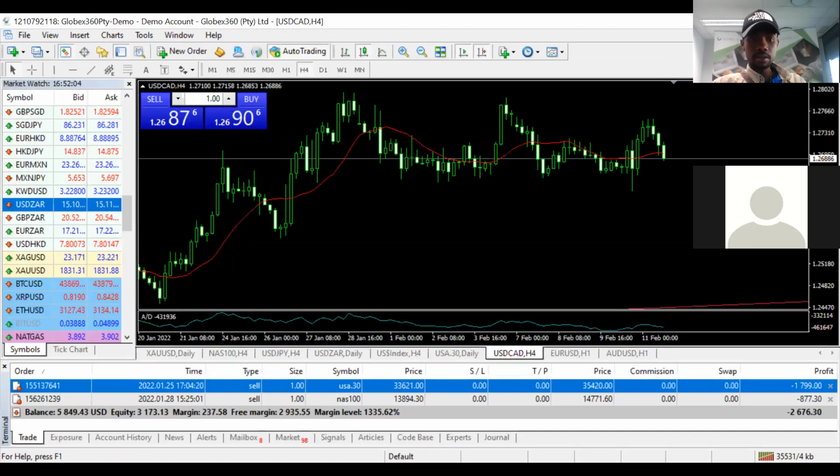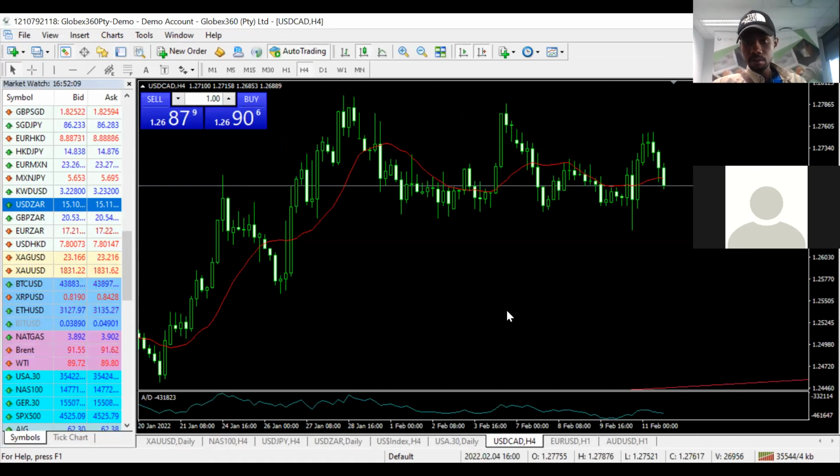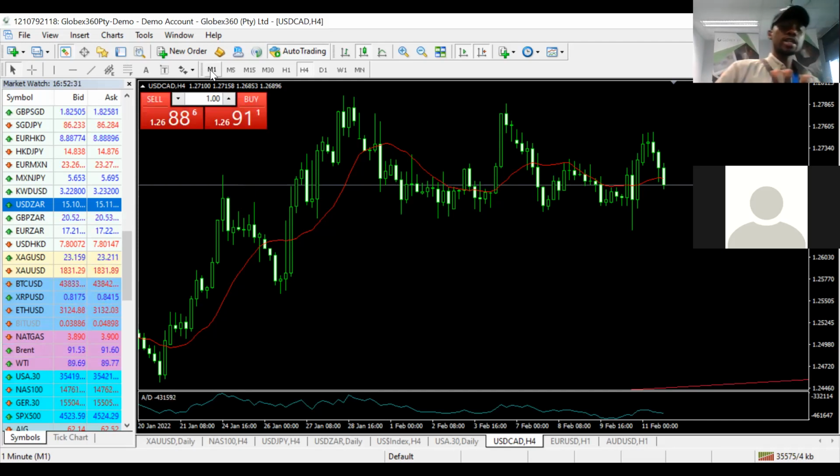Maximize this. All right, so here's the chart, ladies and gentlemen. This is the chart of United States dollar versus Canadian dollar. Now, when you look at these, they are called time frames. A lot of people, maybe you guys, know it. Last week, we were talking about time frames as well, to understand how they work and how we can make sure that we take advantage of them in the market.